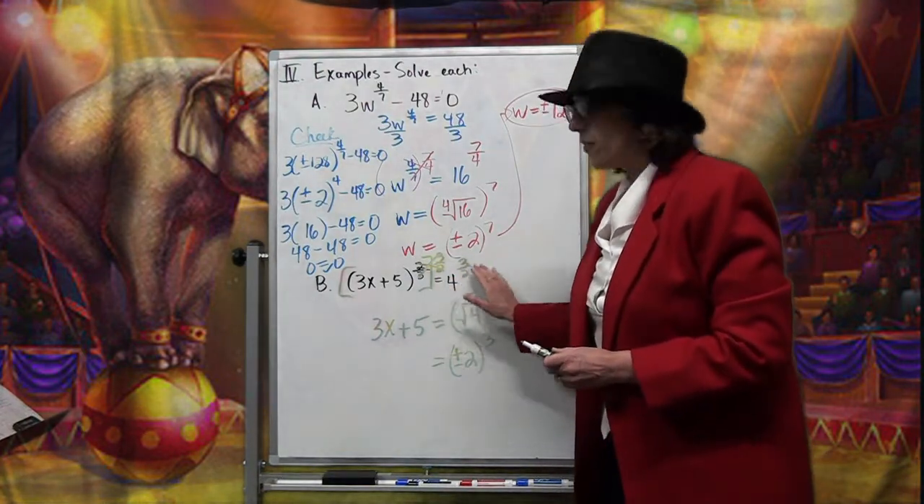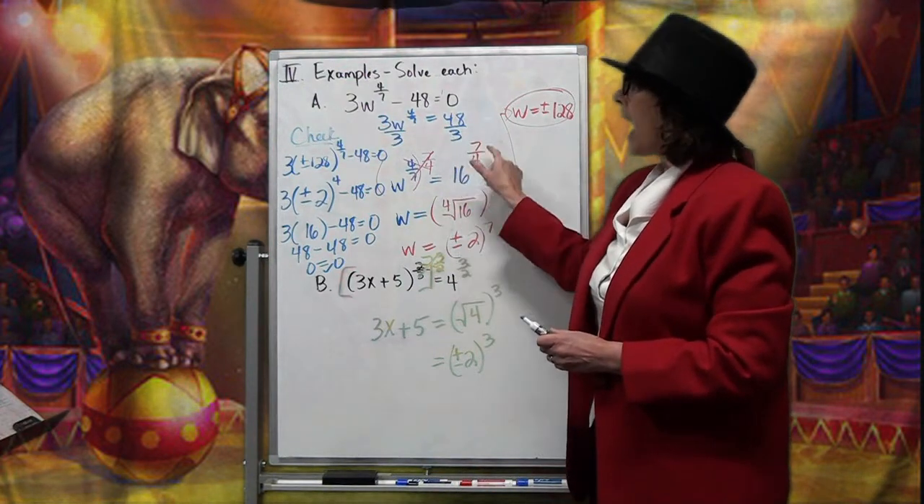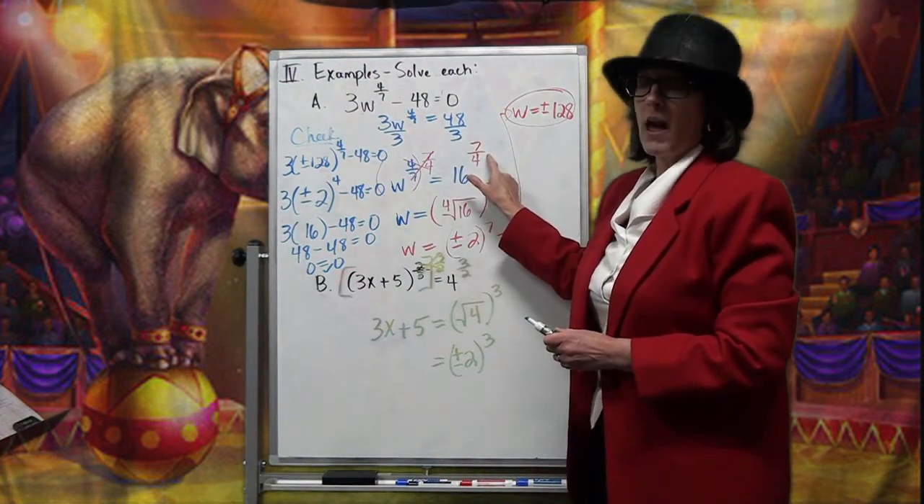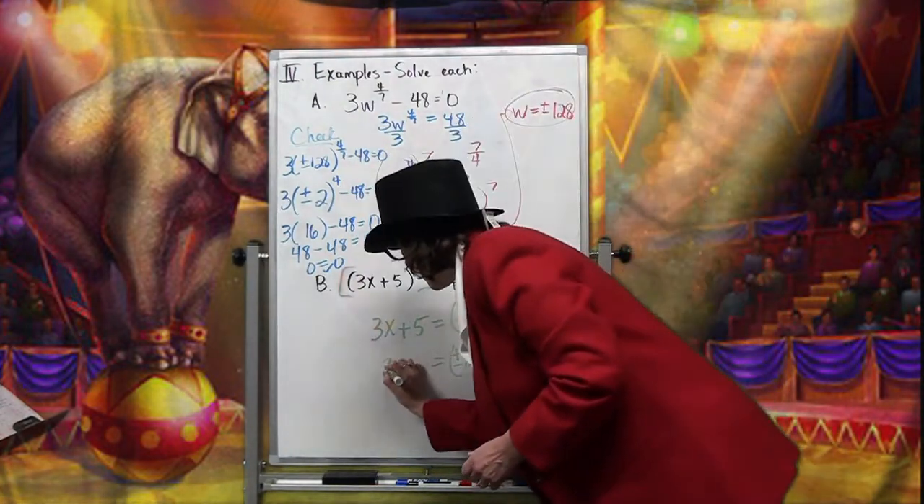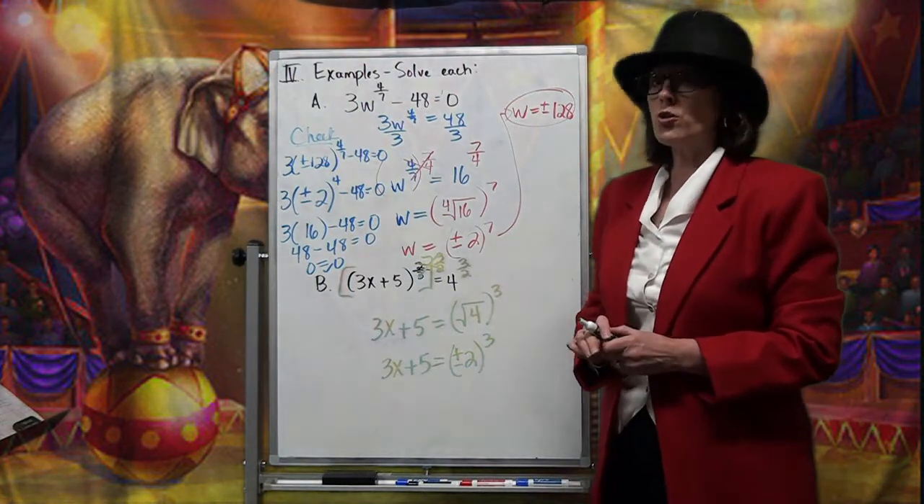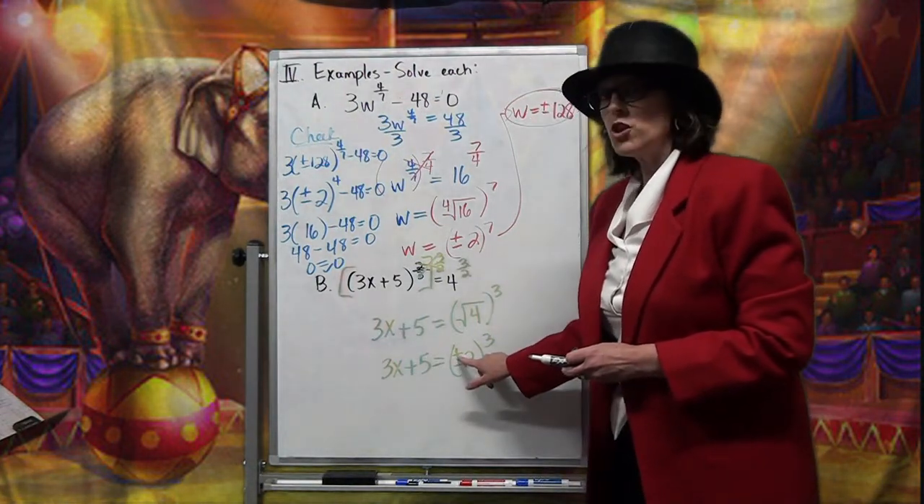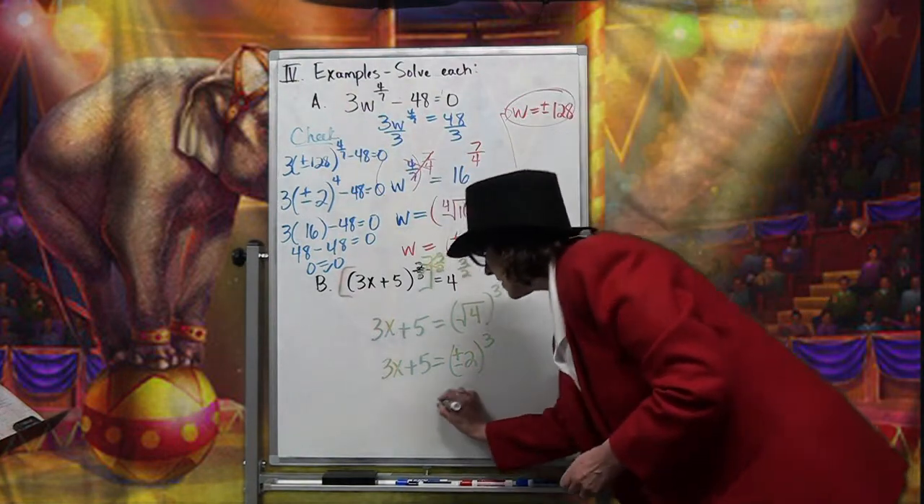It was not already on this side. I took the root over here. Same thing over here. I took the root over here. And because I took the root, I need to consider that plus minus. So now, when I take that positive or negative 2 and raise it to the 3rd power, positive 2 to the 3rd will be 2 times 2 is 4 times 2 is 8, and it'll be a positive 8.